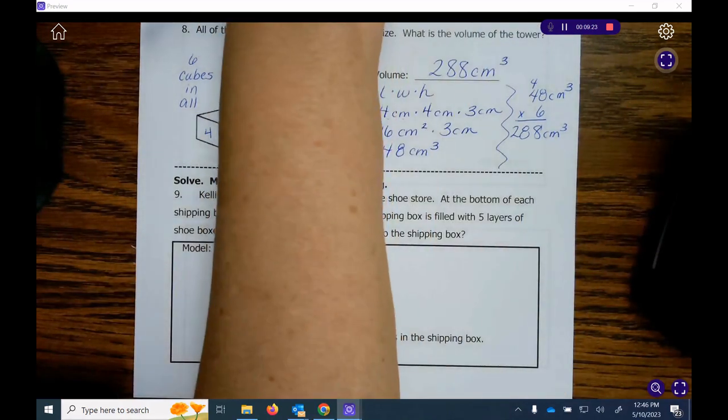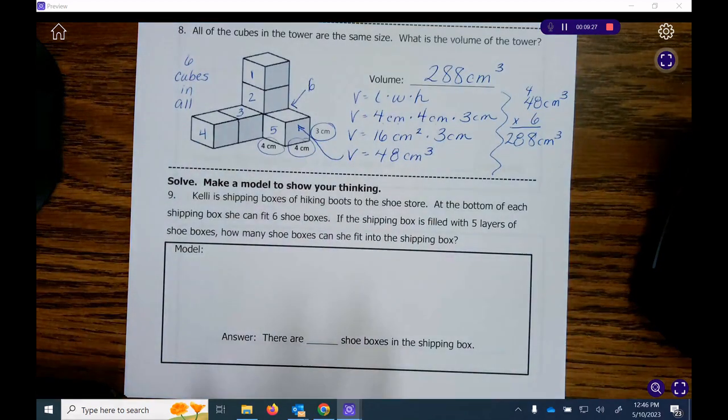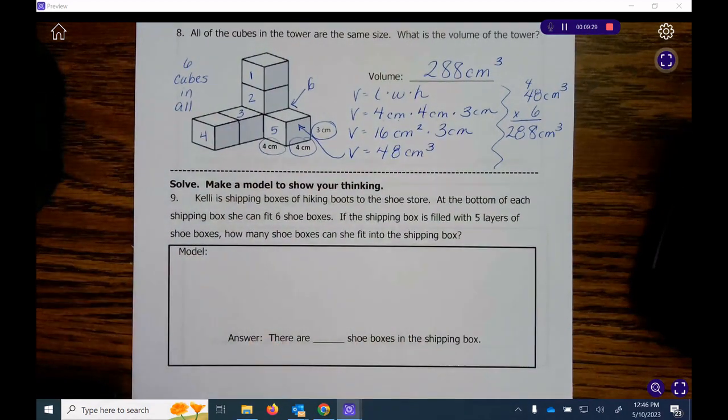Question number 9. Kelly is shipping boxes of hiking boots to the shoe store. At the bottom of each shipping box, she can fit 6 shoe boxes. If the shipping box is filled with 5 layers of shoe boxes, how many shoe boxes can she fit into the shipping box? This sounds like a tongue twister.